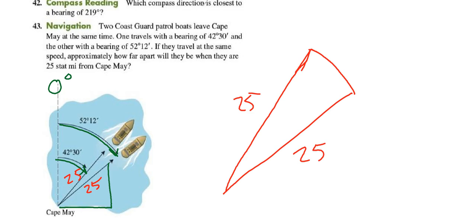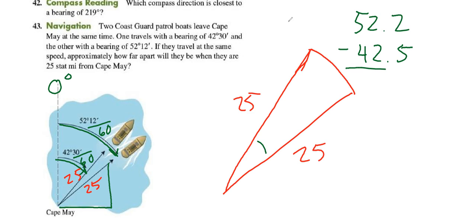So we do need to know this angle in between, okay? And the question is, how are we going to find that angle? It has everything to do with these bearings. We are going to subtract them, but we're going to have to change them. So 52 point something and 42 point something. And yes, we would take that 12 and divide by 60 like we did yesterday, and we would take that 30 and divide by 60 because those are both minutes. And to convert, so that would be 42.5. 12 over 60 is 0.2, so we have 52.2 minus 42.5, which is 9.7.